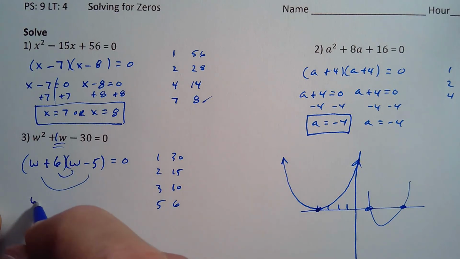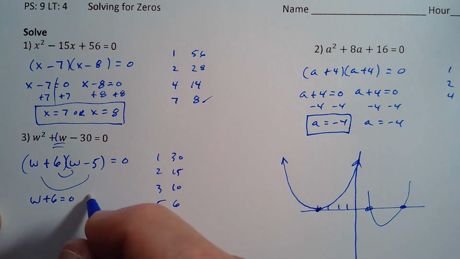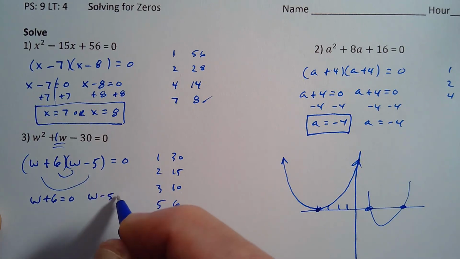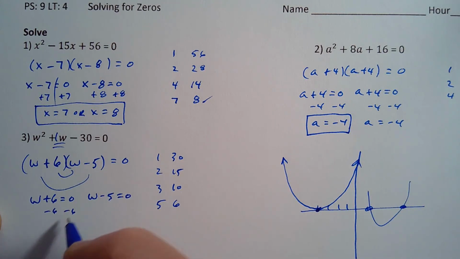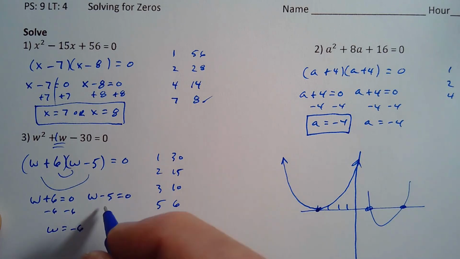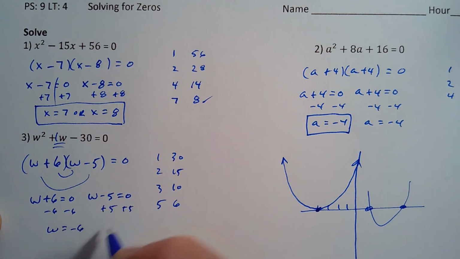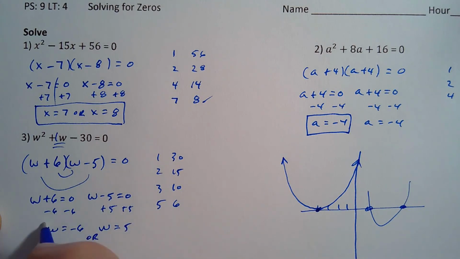And now we'll do our zero product property. Either w plus 6 is the one that makes the 0, or w minus 5 makes the 0. We've got to figure out both. So we subtract, and we get a negative 6 as one of our answers, and then we add 5 and we get positive 5, and that's with an or between it. So it could be negative 6 or it could be 5.